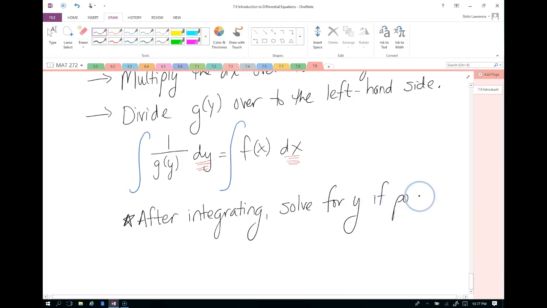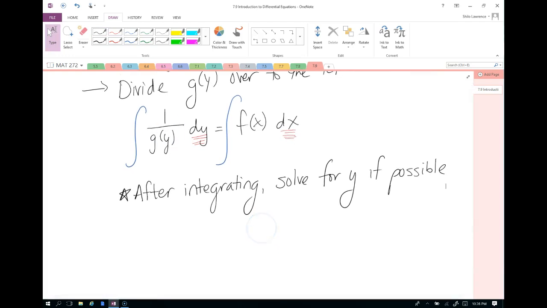Or whatever your dependent variable happens to be in that problem. Now, also remember back when we first learned integration, and we've been doing a lot of integration here in Chapter 7, if you're not plugging bounds in, then you're going to have a plus c. Now, we don't need a plus c on both of these integrals. We're only going to do a plus c on the side with our independent variable.